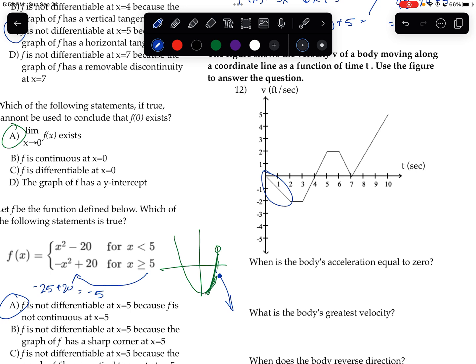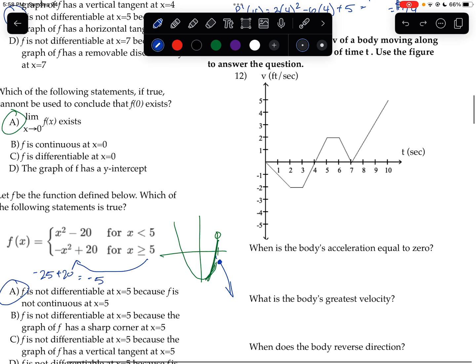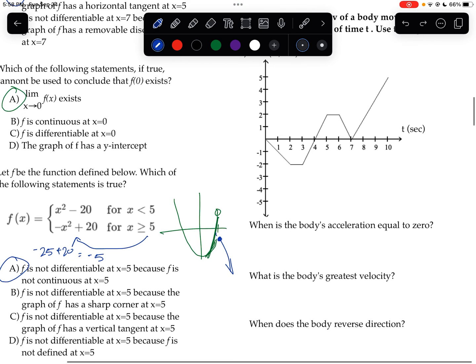Make sure you are familiar with any part of this problem. You know that the slope of this curve is acceleration. You know that whenever you're below the x-axis, the particle or the body is moving backwards, and above the x-axis, velocity is positive. That means it's moving forward. Okay. Speed is the absolute value of velocity. Make sure you know all these things.